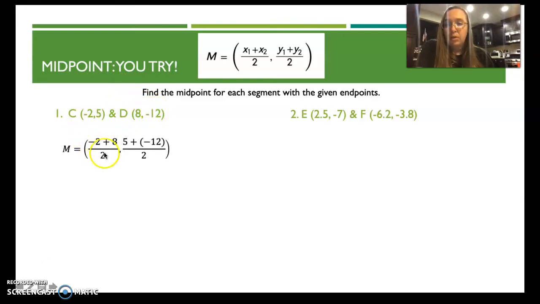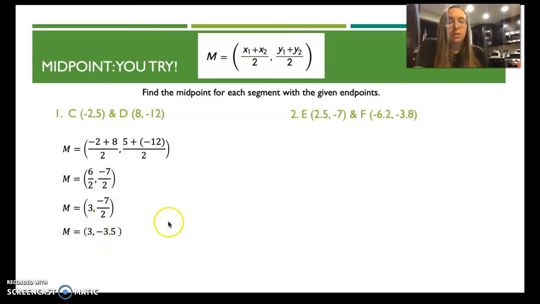(-2 plus 8) over 2, comma, (5 plus -12) over 2. Now we just need to simplify this down. And that's the trickiest part here, taking which numbers you need and plugging them into the right spot in the formula. So we're going to simplify that down. That's going to be 6 divided by 2, comma, -7 over 2. And 6 over 2 can simplify one step further to be a 3. And -7 over 2 can simplify to be -3.5.